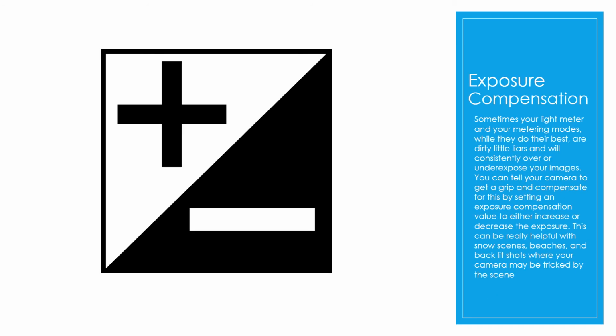All right. Last little bit when it comes to metering modes, exposure compensation. Sometimes your light meter and your metering modes, while they do their best, they're dirty little liars, and they're consistently going to tell you to overexpose or underexpose your image. You can tell your camera to get a grip and compensate for this by setting an exposure compensation value to either increase or decrease the exposure. This is really, really helpful, particularly if you're shooting snowy scenes, beaches, and backlit shots.